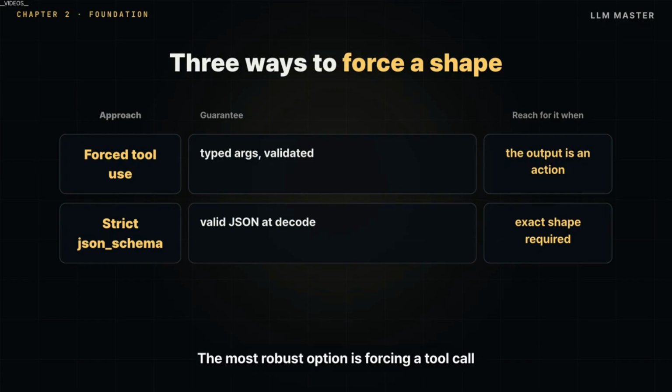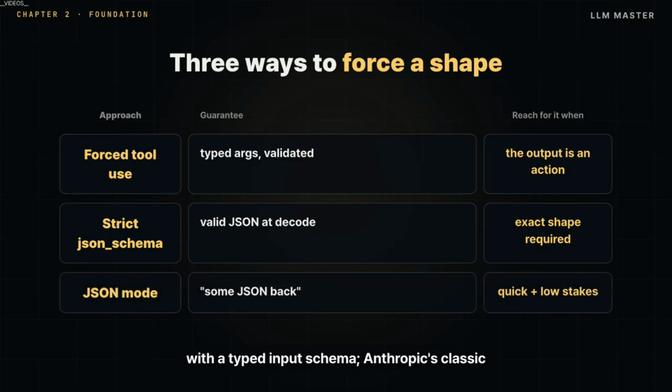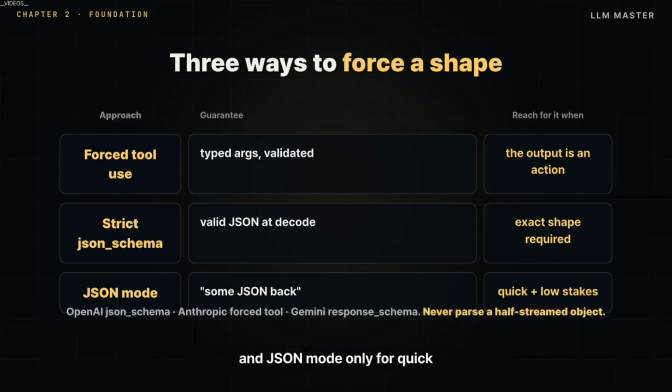The most robust option is forcing a tool call with a typed input schema. Anthropic's classic pattern is to require a specific tool, so you get validated, typed arguments, and an action in one move. Pick strict schema when you need an exact shape back, force tool when the output is really a function call, and JSON mode only for quick, low-stakes work.